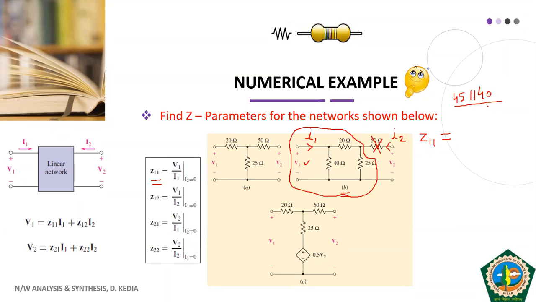And you know the result for parallel combination of resistance, that will be 45 cross 40 divided by 45 plus 40. If you solve this, the answer will come out to be 21.2 ohm. So this will be your Z11. Now let us calculate Z22. So for Z22, what will be the case?